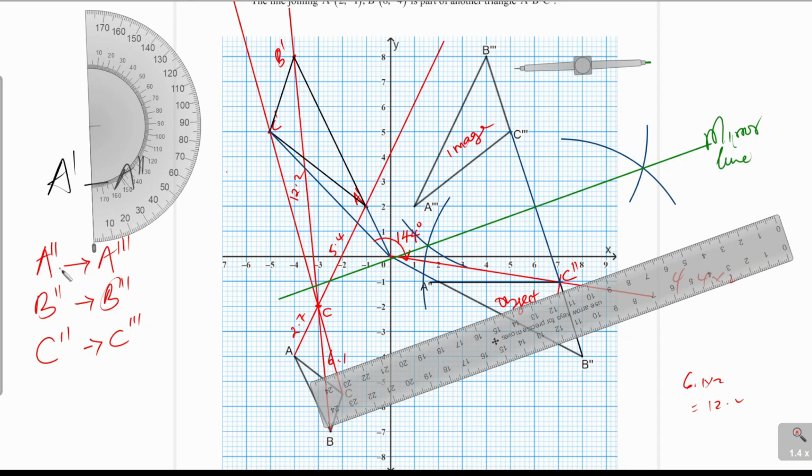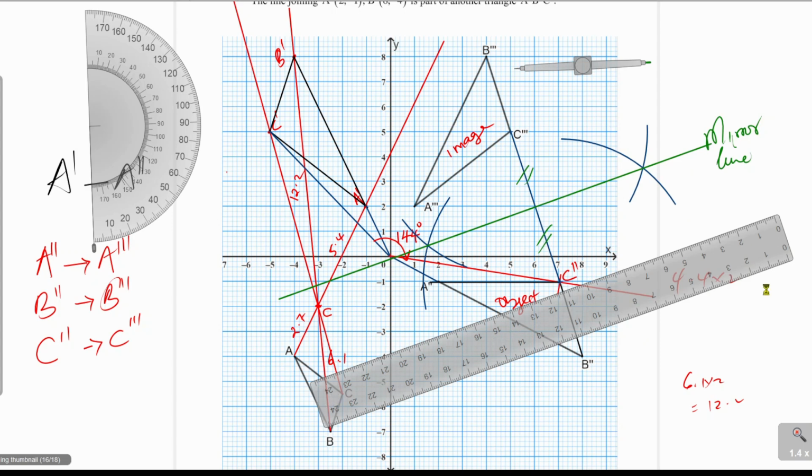So as you can see, these points are equidistant. This distance here is the same as this distance. So the object and the image are equidistant from the mirror line. That is a very important property of reflection.